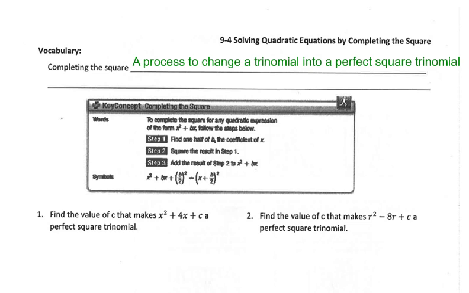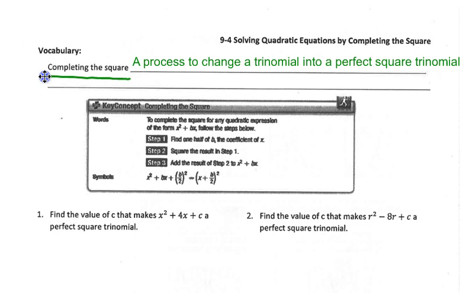And this works if you have a problem that you can't factor. So this is another way that we can go about doing it. Completing the square is a process to change a trinomial into a perfect square trinomial.